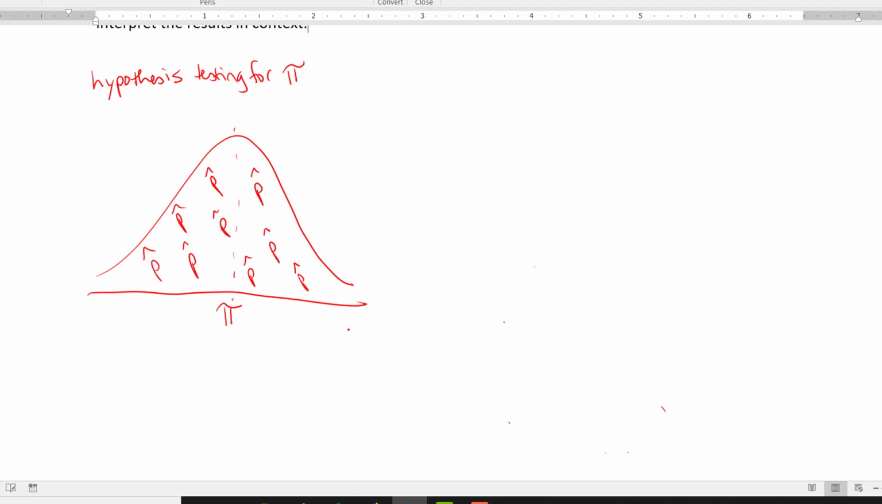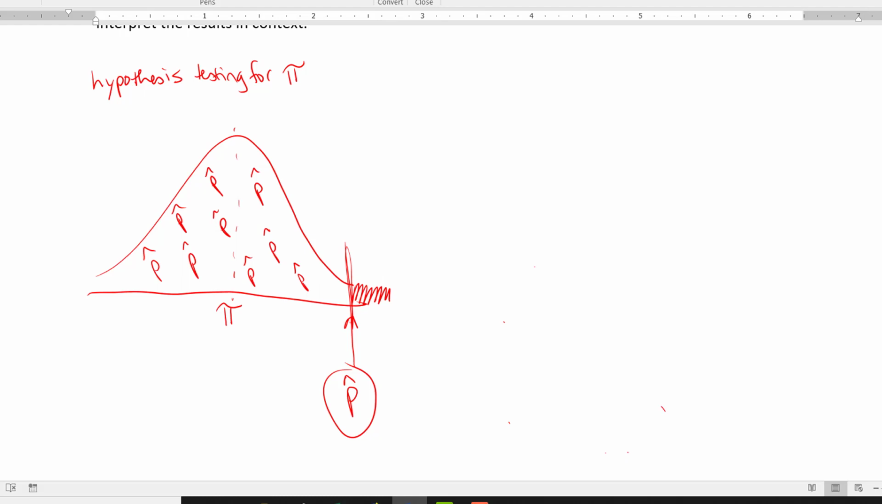You would then go out and do an actual sample. You would locate your observed sample p-hat, possibly somewhere out here in the tail. You'd get a p-value and use that p-value to make a decision about whether or not your null hypothesis seemed plausible, or did you have sufficient evidence against the null hypothesis to reject it.